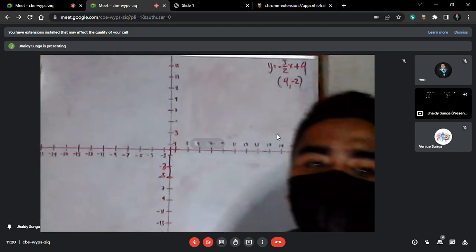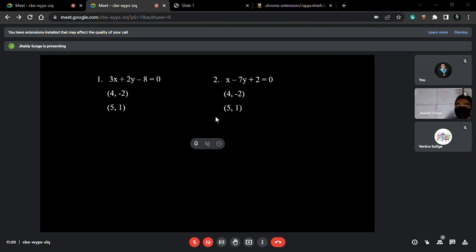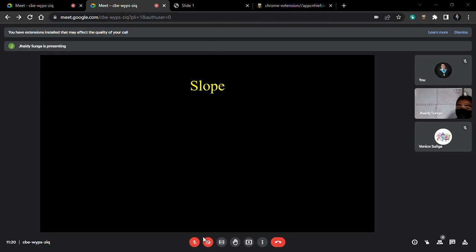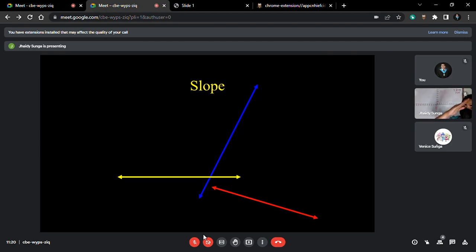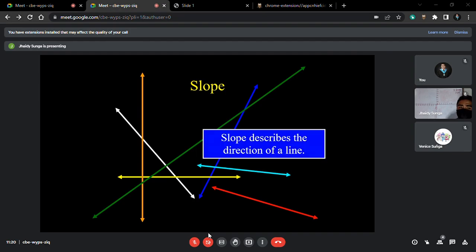Alright, so from the lesson, how did I know? The lesson, or the topic, of slope. So if we are going to define slope, what is the slope? It is the direction of a line. Okay? So slope could be in different forms, depending on the line that we have.